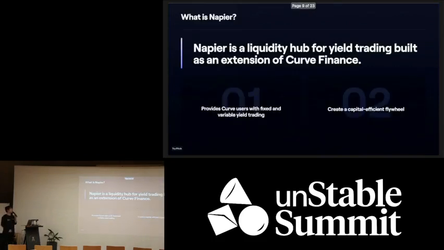So what is Napier? Napier is a liquidity hub for ETH trading, built as an extension of Curve Finance. So it could be said we built on top of Curve or built with Curve. Napier provides Curve users with fixed and variable ETH trading, so users can choose what kind of ETH exposure to have. And they could create a capital efficient flywheel. Let's say you made a liquidity provision on Napier, you have access to the yield of Curve like CRV and CVX, etc. and the money market as well. So that will give you a greater yield source.